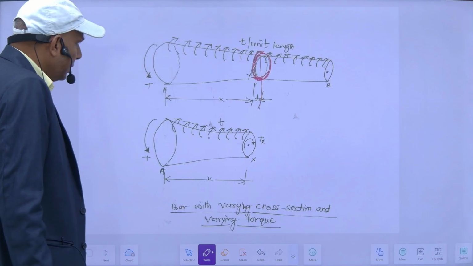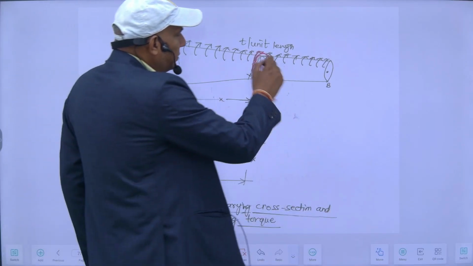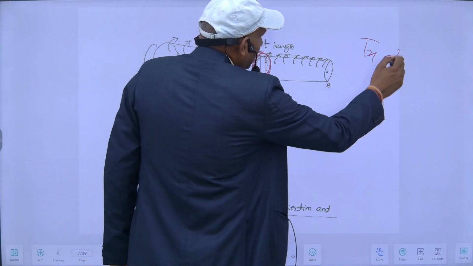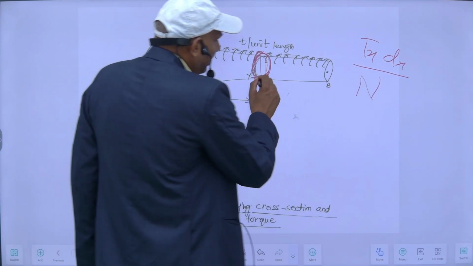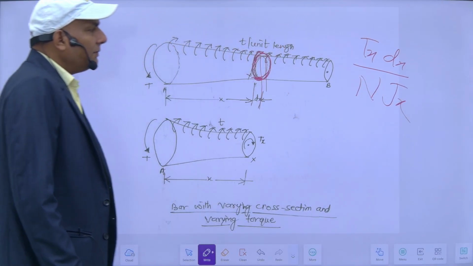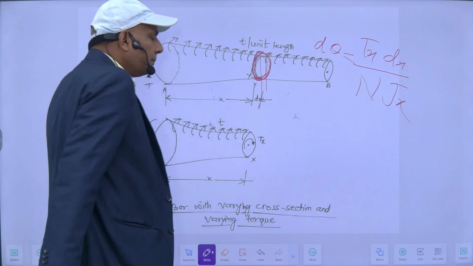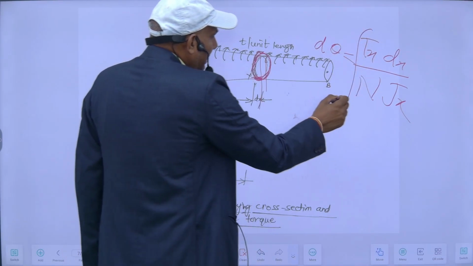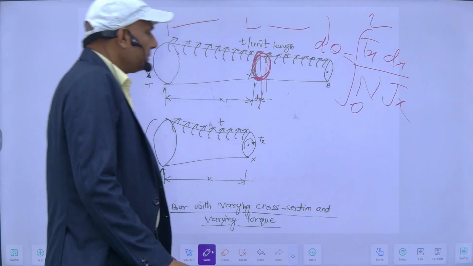So Tx is basically the algebraic sum of all the torques up to this point, from here to here. Suppose it is Tx. So my torque Tx here, into length dx, upon N, the modulus of rigidity, into J, the polar moment of inertia. Suppose it is Jx here. That will give the differential equation for the angle d theta for this strip. And if I integrate it from 0 to L, where the total length is L, it will give the total angle of twist.